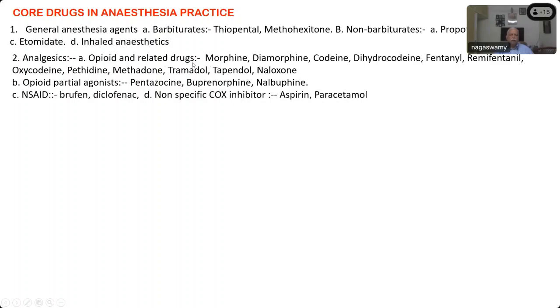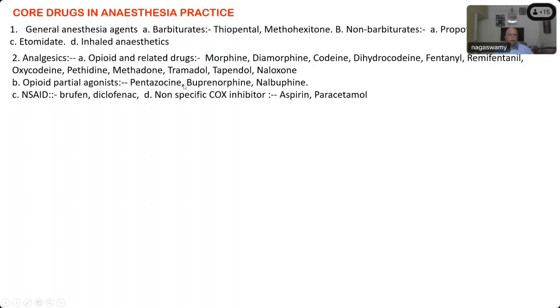Tramadol is another common drug which you are using day in and day out. So be well prepared with fentanyl and tramadol. And some of you may be using pethidine, and morphine is another drug which is very commonly available. So you must know everything about morphine, all about opioid receptors, the various types, the mechanism of action, everything you should read before you go for your exam.